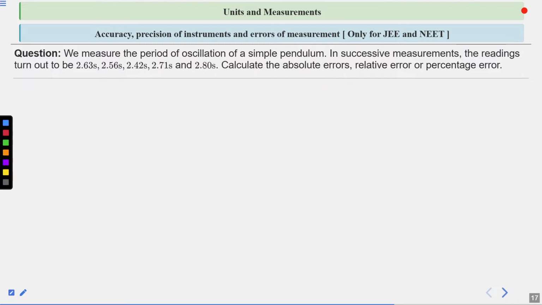We measure the period of oscillation of a simple pendulum in successive measurements. The readings turn out to be 2.63 seconds, 2.56 seconds, 2.42 seconds, 2.71 seconds and 2.80 seconds. So the successive measurement readings are these. You have to calculate the absolute errors, relative error and percentage error. Please calculate relative error, absolute error and percentage error.